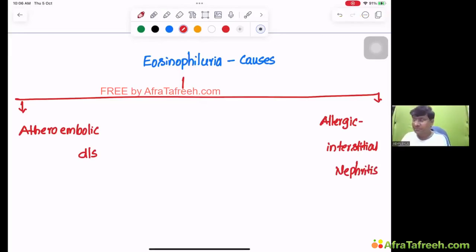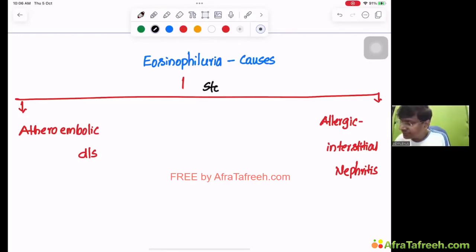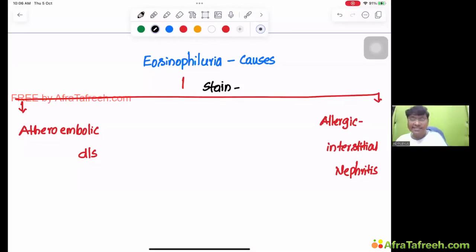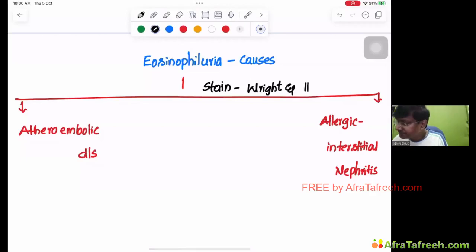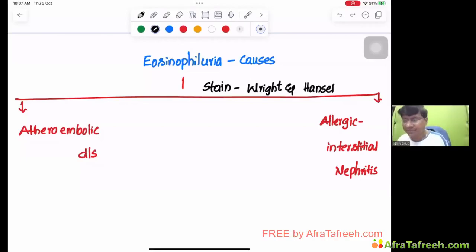Now, you take this eosinophil. In order to detect the eosinophil in the urine, what is the stain that is used? The stain that is used for analyzing the eosinophil in the urine is Wright and Hansel stain. That is what is used for picking up the eosinophils within the urine sample.